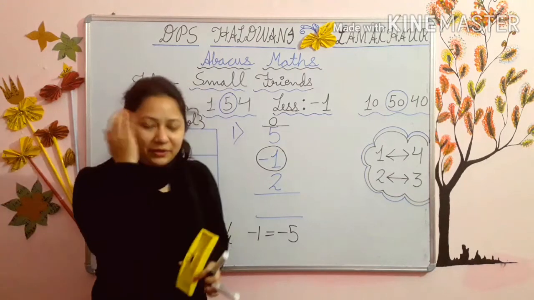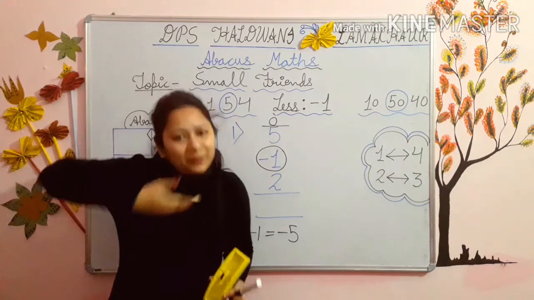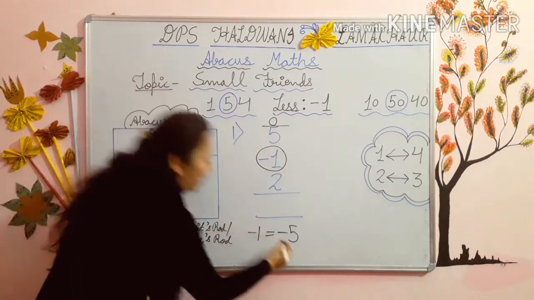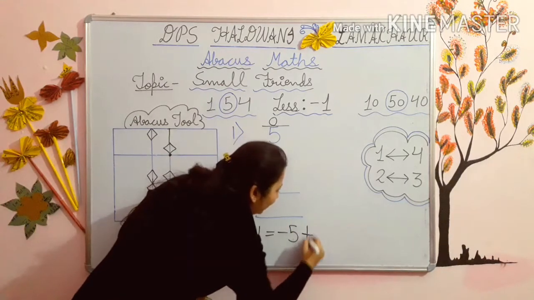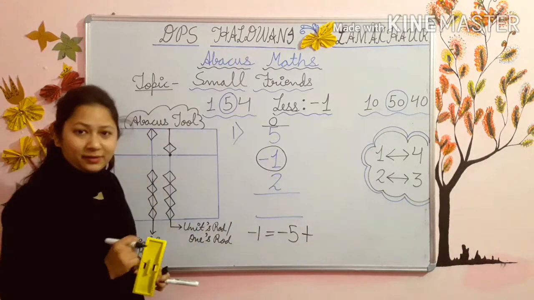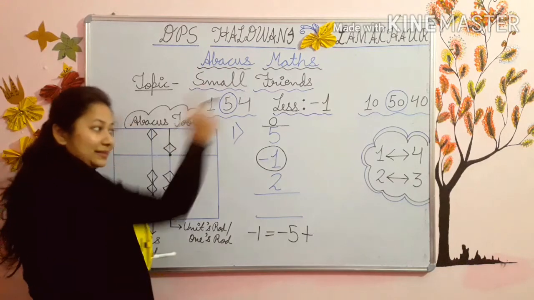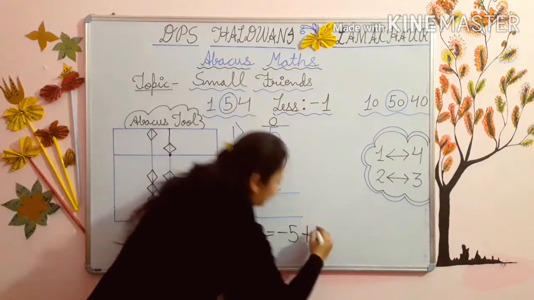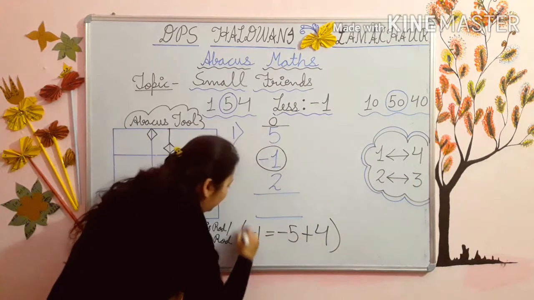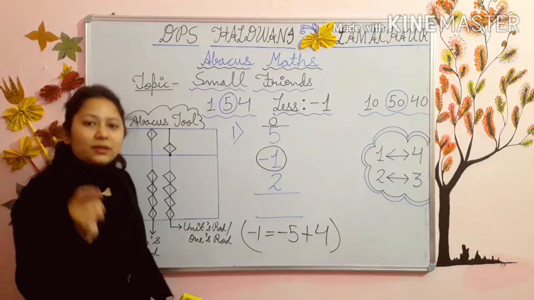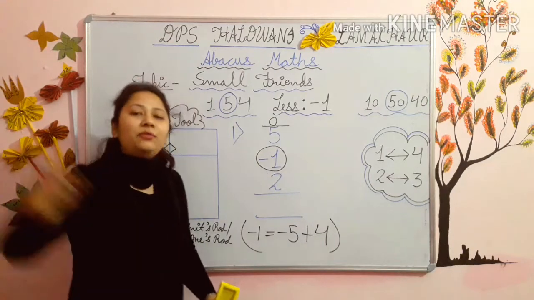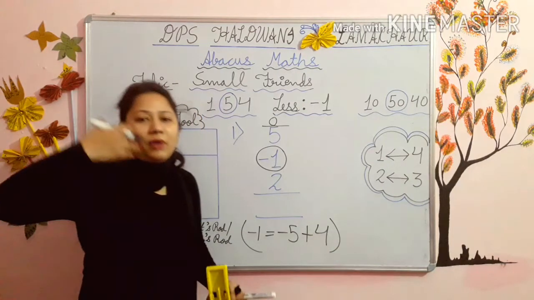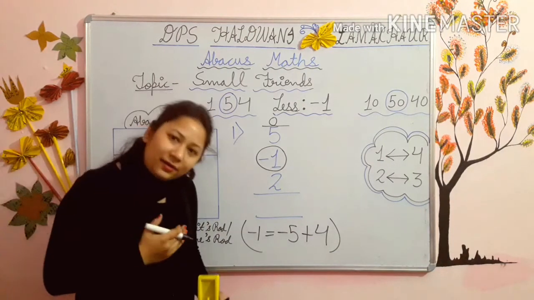Yes, just keep it in your mind that you have to subtract the 5 and you have to add the friend. Now who is the friend of 1? Just remember, you can see there also. Just watch. The friend of 1 is 4. So you have to add 4. Means you have to subtract 5 and you have to add the friend. Now who is the friend of 1? The friend of 1 is 4. So you have to subtract 5 and you have to add 4.